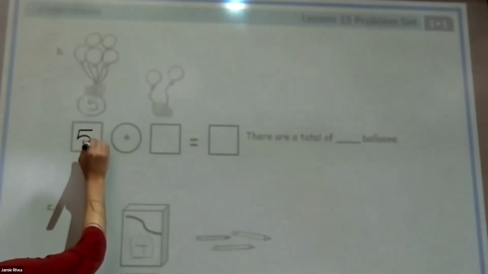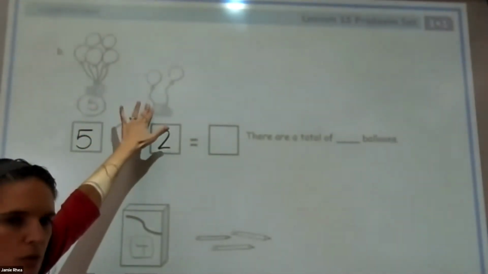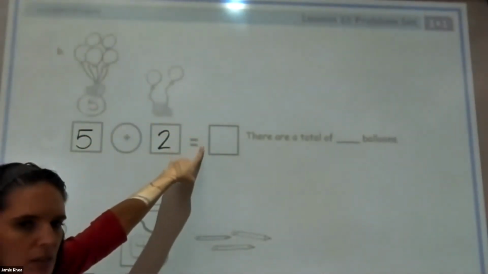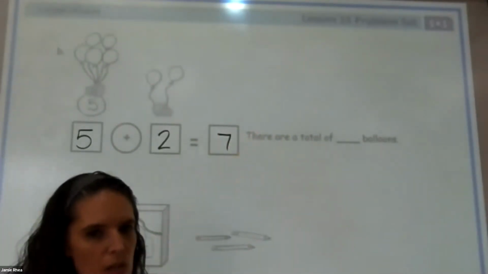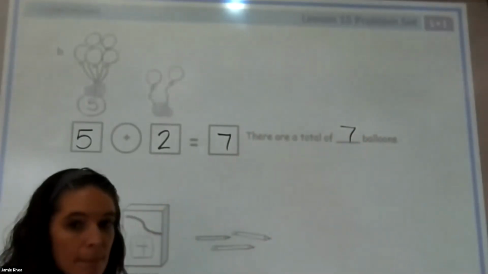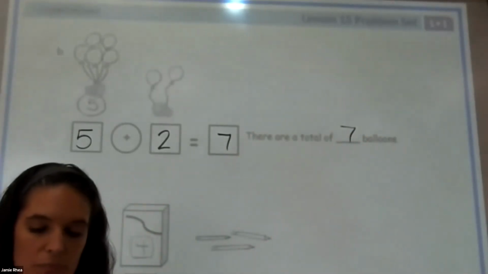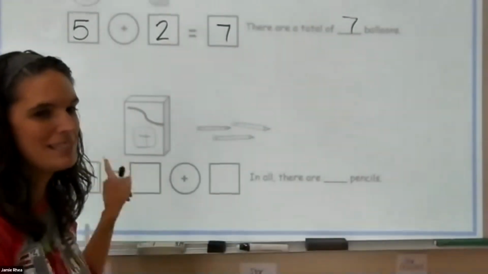How many balloons are in my hand? 5. How many balloons are in this hand? 2. I have 5 balloons in one hand and 2 balloons in another hand. How many balloons are all together? Let's count on: 5, 6, 7. I have 7 balloons. There are a total of 7 balloons. Very simple.